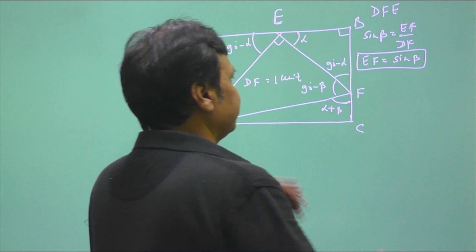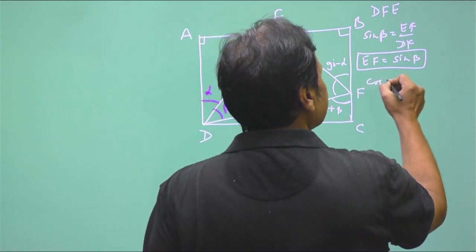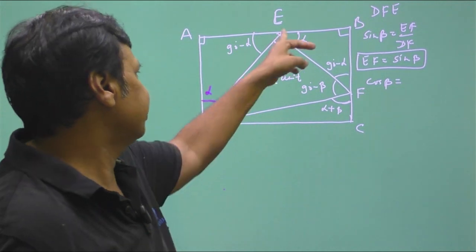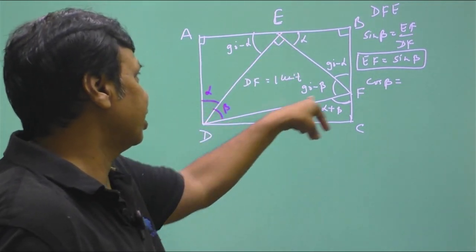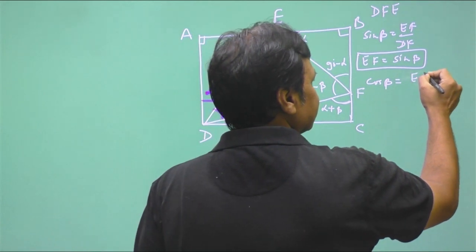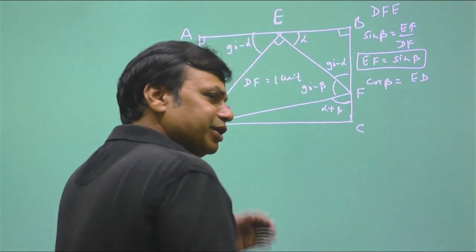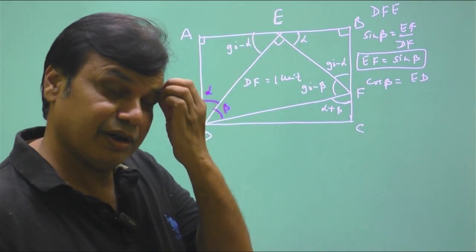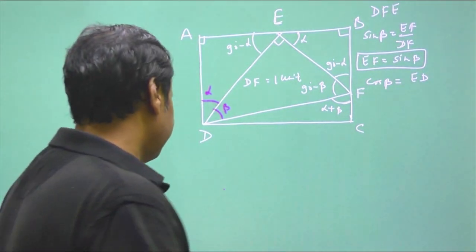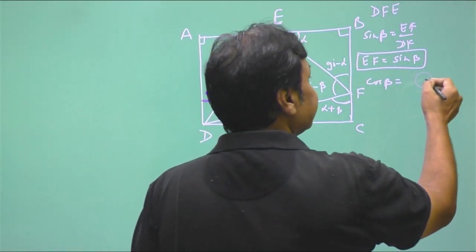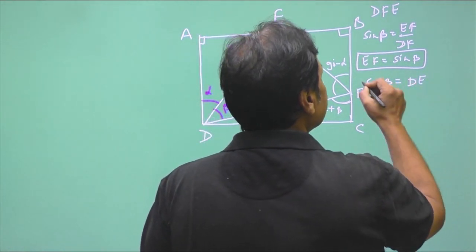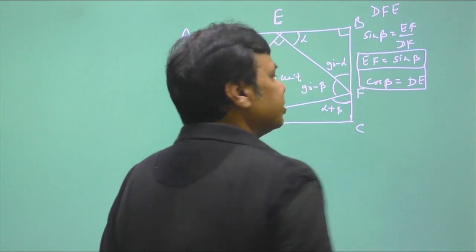Now find your cos beta, nothing else. Cos beta is base upon hypotenuse. That is ED upon 1. I made this hypotenuse as unity. So cos beta is D. Okay.